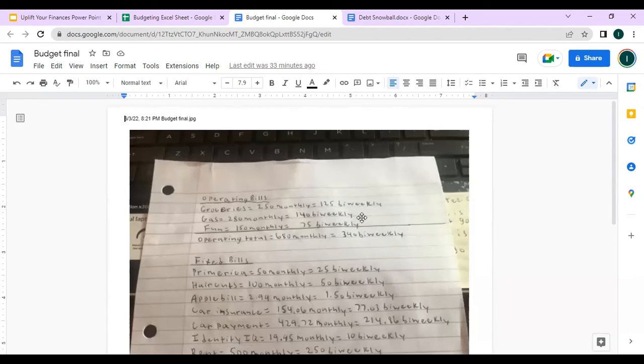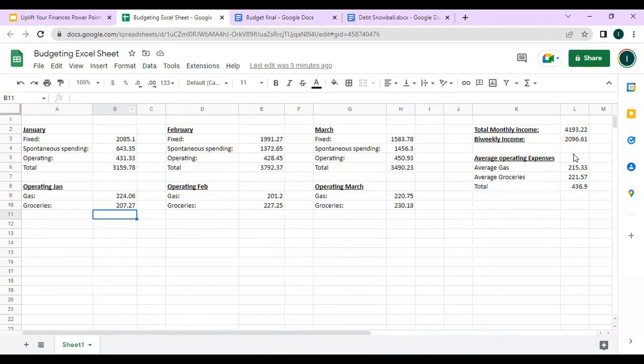Once you get the total, so meaning the total of how much you spent monthly, and then dividing that by 2 if you get paid biweekly, or dividing that by 4 if you get paid weekly. What you're going to do is, in this case, this person gets paid biweekly.